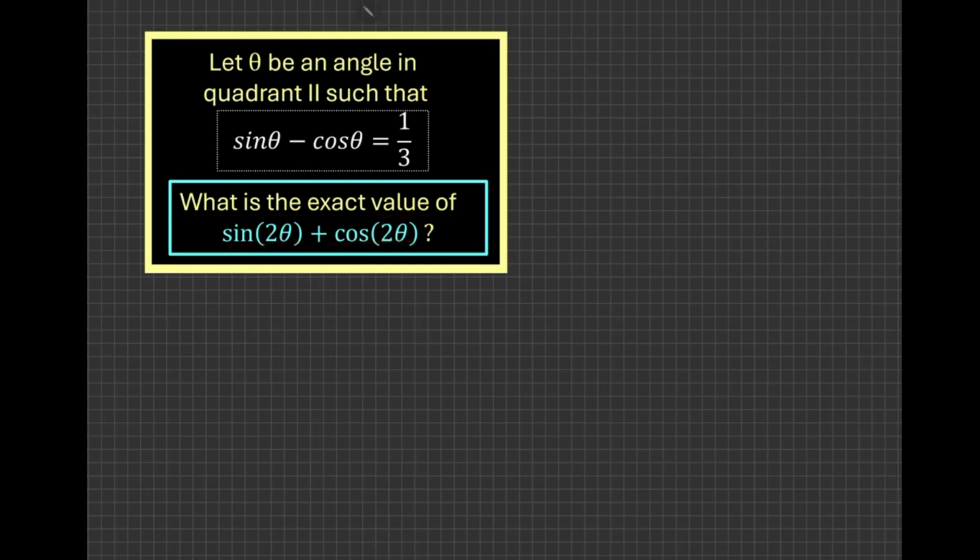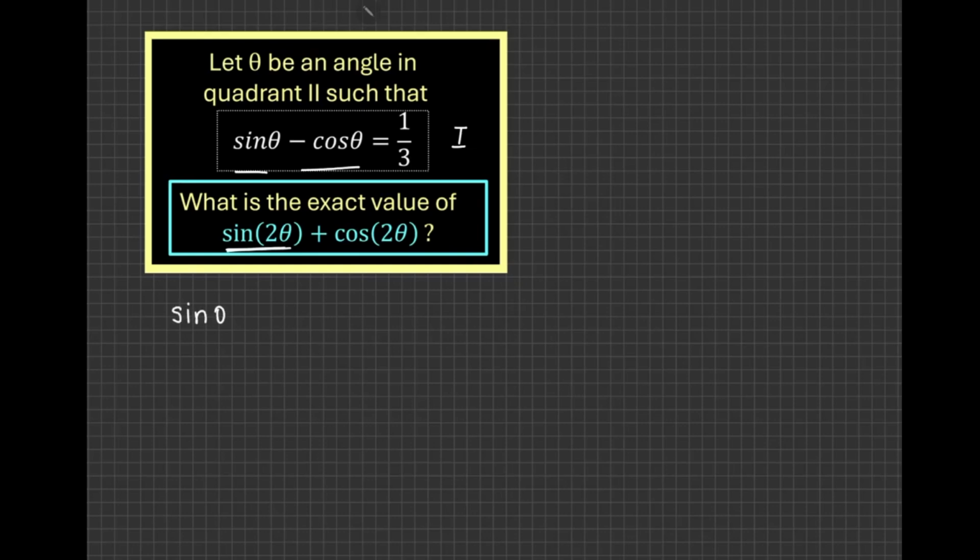Now, whenever we are given a problem where we're given sine theta plus cosine theta equals whatever, or sine theta minus cosine theta equals whatever, and asked to solve for sine 2 theta plus cosine 2 theta, or a combination of such things, every single time what you're going to do is begin with this given equation, let's call it number 1, and square both sides. Why? Because when we square both sides of this equation 1, the cross term will have this sine 2 theta. How? Let's see how.